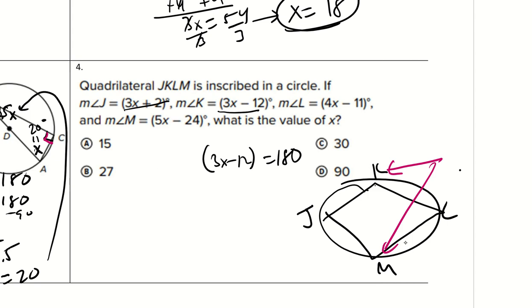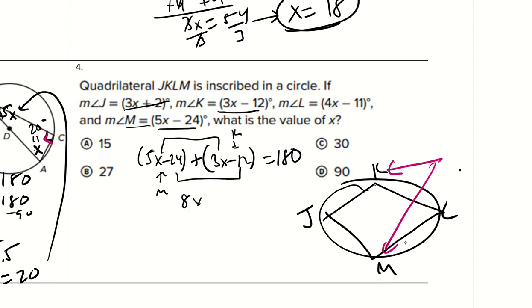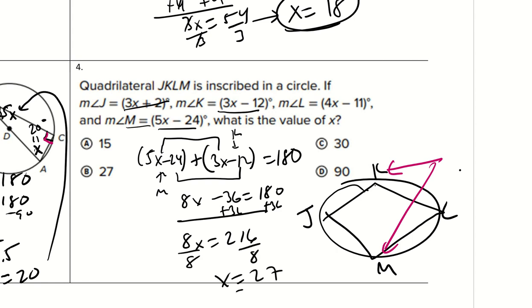All right, so this is angle K. And then I want to do angle M. Where's angle M? That's 5x minus 24. Those should add up to 180. All right, so add the like terms. That's 8x minus 36 equals 180. Move the 36 over. 8x equals 216. Divide by 8 on both sides. So x is equal to 27. There you go.